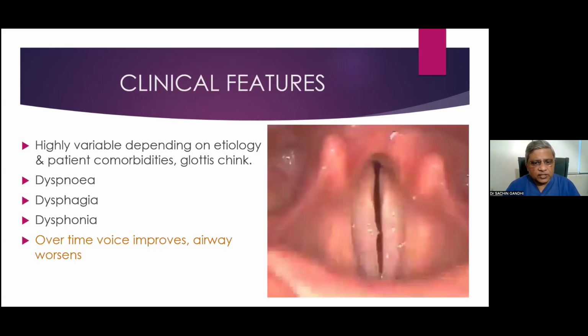With clinical features, the patient would come with inadequate glottic closure, breathlessness or dyspnea. He can have dysphagia also if it is of central neurological origin. So the patient may have aspiration. The patient may also come with a change in voice.